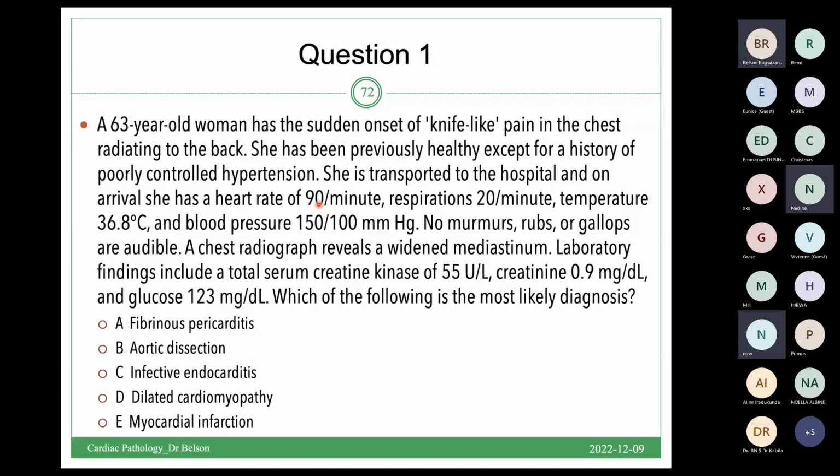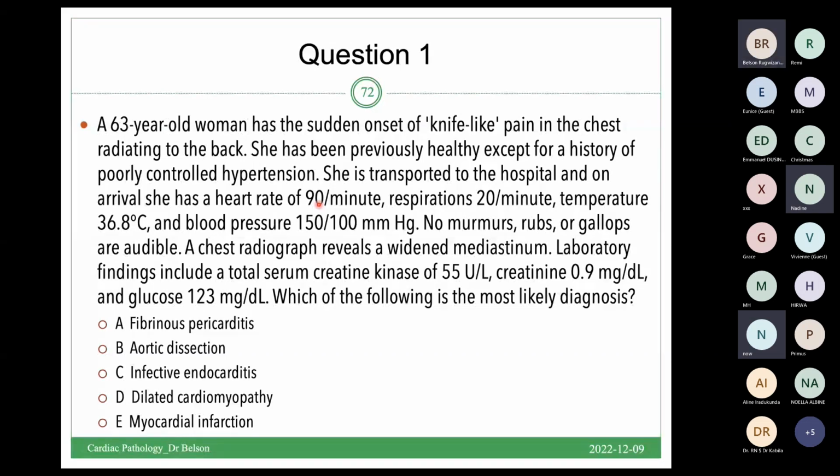So widened mediastinum usually means that on the x-ray what you see is the lungs, and the other things in the middle appear whitish because they are solid organs. Here, widened mediastinum can mean that the heart has increased in its size.